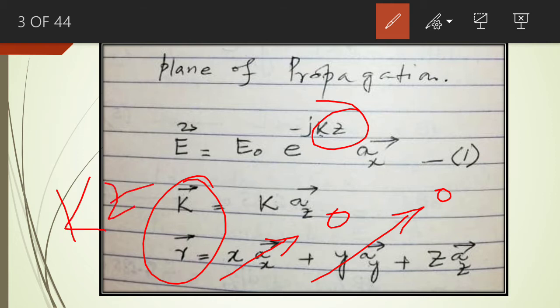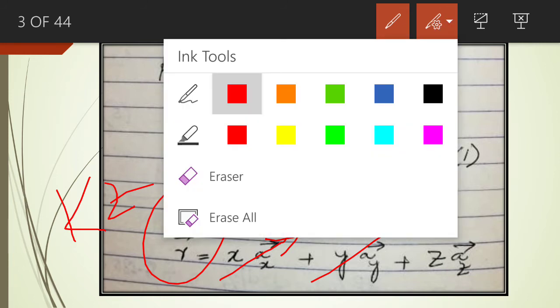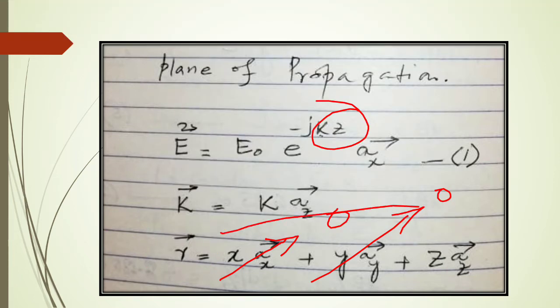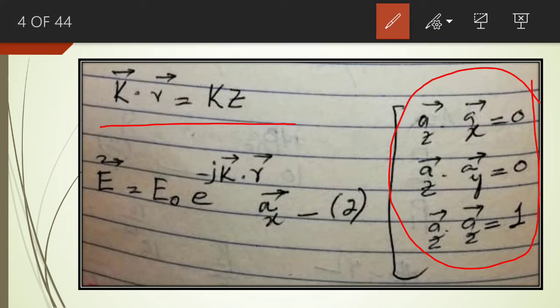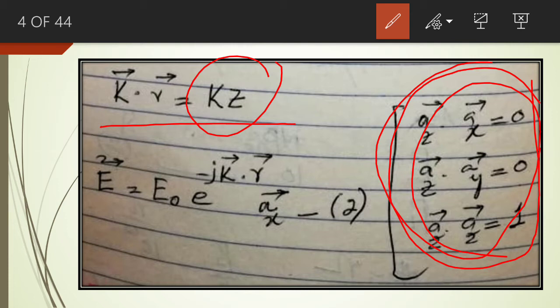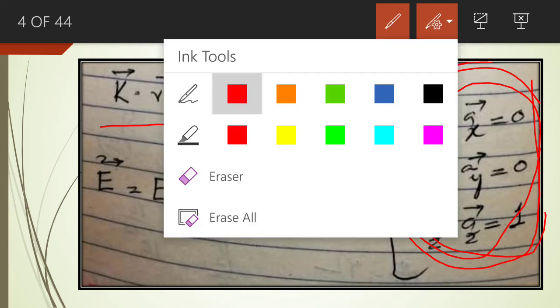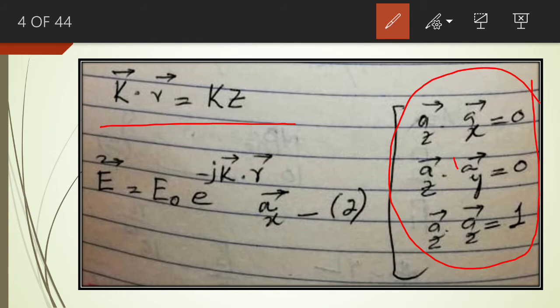So let us go ahead to the next slide. You see, the scalar product of k dot r results in kz. Why? Because az dot ax is 0, az dot ay results in 0, and az dot az results in 1. So k dot r results in kz.